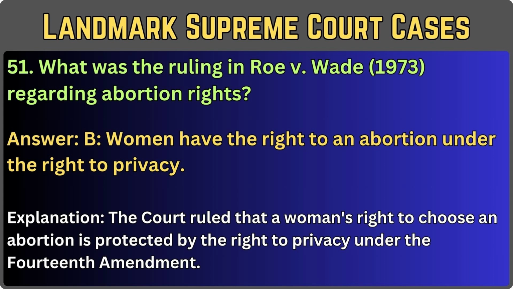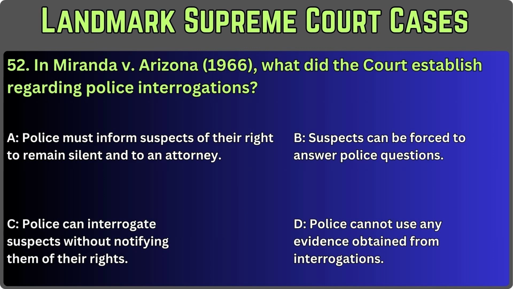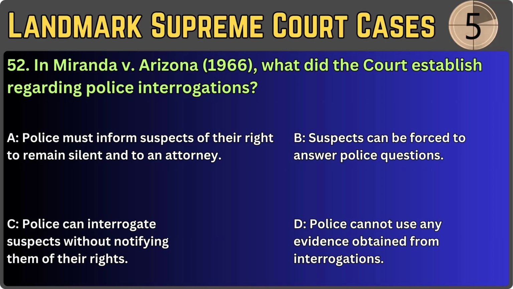Explanation: the court ruled that a woman's right to choose an abortion is protected by the right to privacy under the 14th Amendment. 52. In Miranda v. Arizona, 1966, what did the court establish regarding police interrogations? A. Police must inform suspects of their right to remain silent and to an attorney. B. Suspects can be forced to answer police questions. C. Police can interrogate suspects without notifying them of their rights. D. Police cannot use any evidence obtained from interrogations.